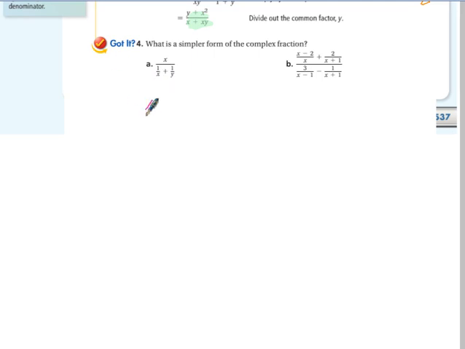And for 4A, you got x squared y over x plus y. And then x cannot be equal to 0. It can't be equal to negative y. So x cannot be equal to 0. x cannot be equal to negative y. And y cannot be equal to 0. All right. Hopefully you got all that.